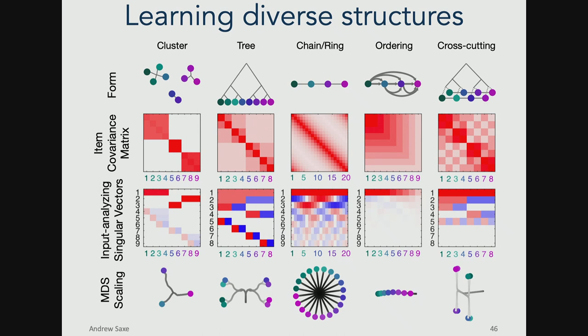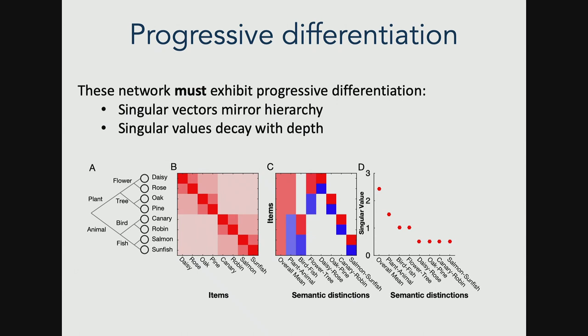OK, and one point which I find quite interesting is that the neural network doesn't know about these different types of structures. It's just doing the same thing always, which is gradient descent. And yet it learns to represent these different structural forms without ever having to explicitly enumerate them and reason about them directly.